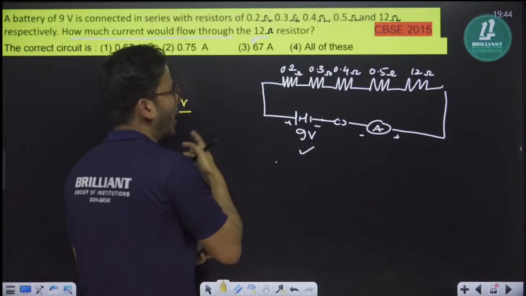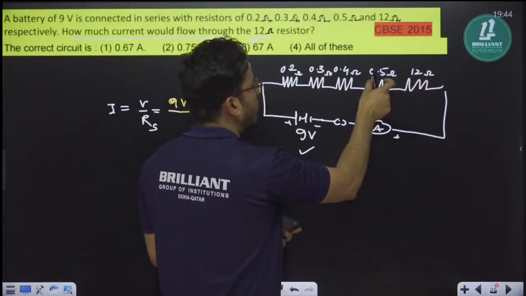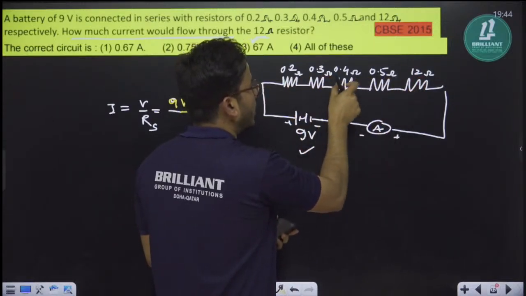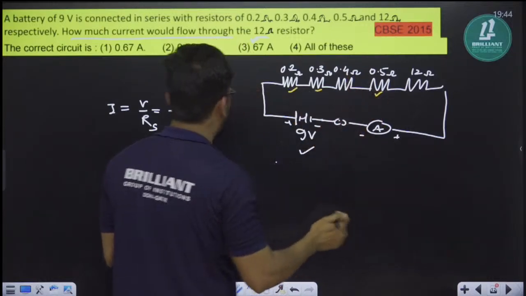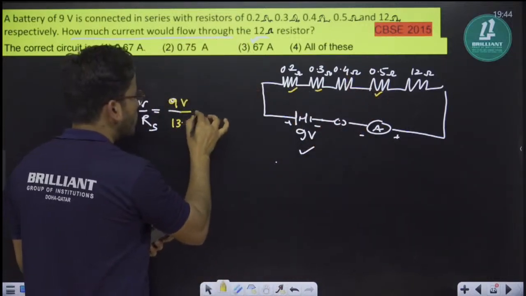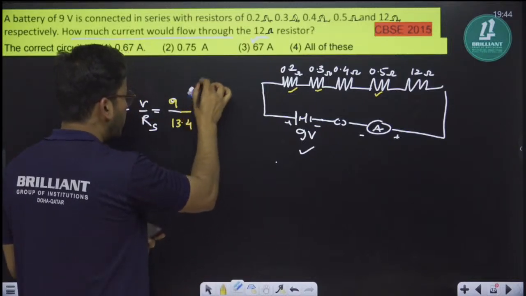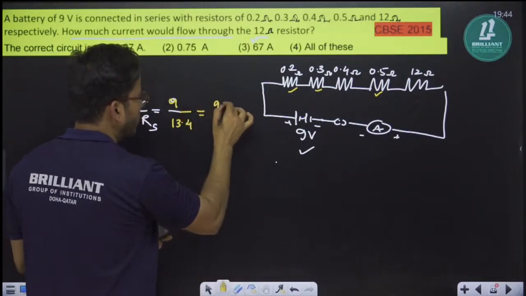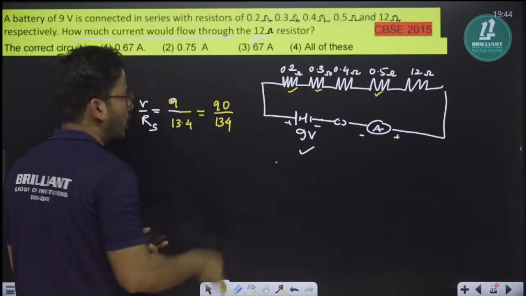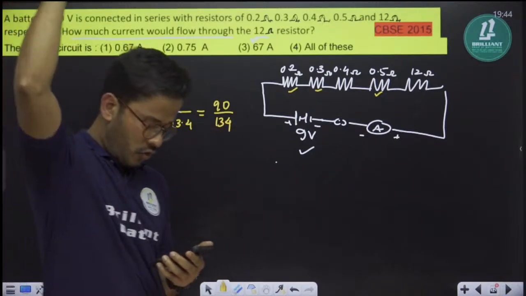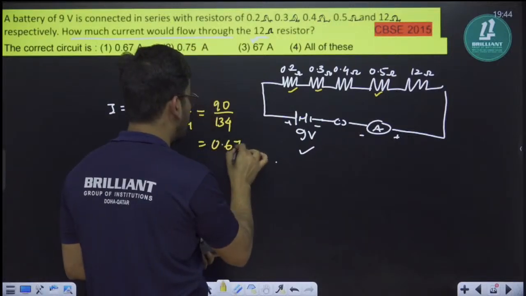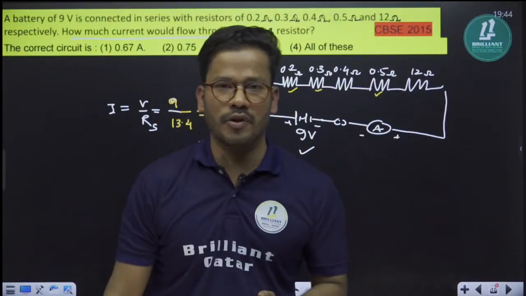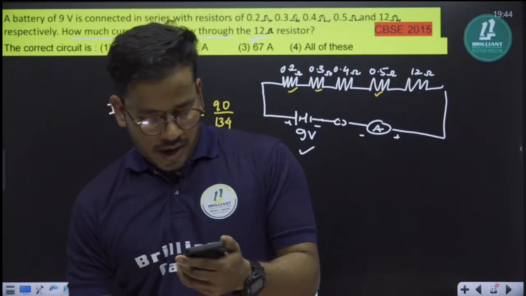Resistance in series, you have to add everything. So 12, 0.5, 0.5, 0.51. Adding all these three, you are getting 13.4. I'm leaving off the SI unit. Solve it further. It will be 90 divided by 134. Upside down, you multiply it with 10 to remove the decimal. Very good. And your answer is 0.678. Perfectly. All right. Beautiful.